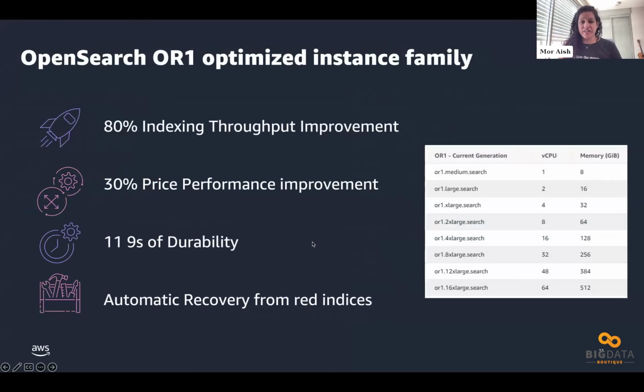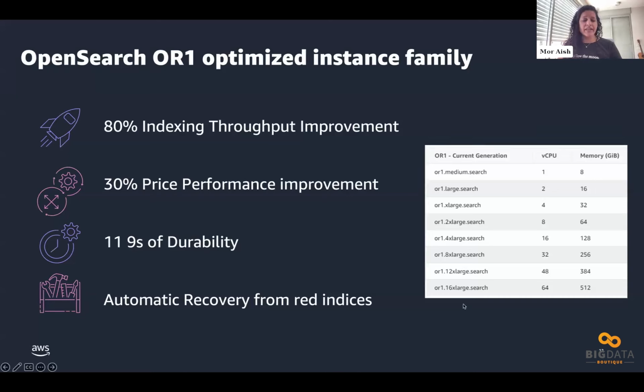And now for the latest innovation, fresh out of re:Invent, the OR1 optimized instance family. This instance family allows us to get 80% indexing throughput improvement, 30% price performance improvement, 11 nines of durability, and automatic recovery from red indices. So how does it work? Up until now, all the data ingested into OpenSearch was indexed in the primary replica, and then copied into the other replicas and indexed again in each and every one of the replicas.